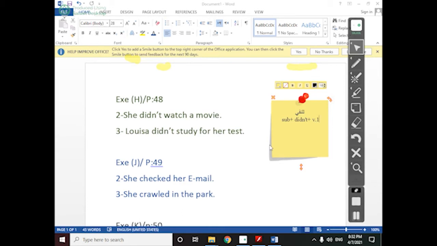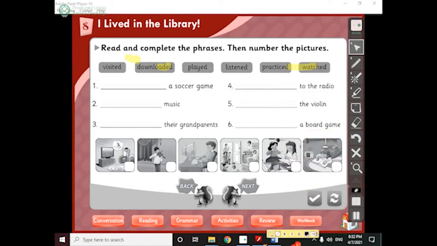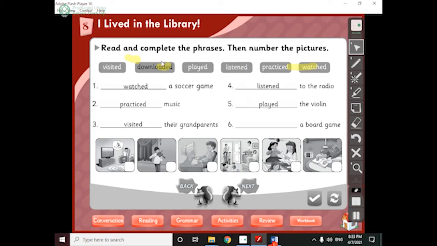Okay, let's continue our exercises. طيب، عندي هذا الاكسرسايز، عندي verbs too. I am going to fill the blanks. Okay. A soccer game. زي ما انتو شايفين he watched a soccer game. Number 2. Played or practiced music. Number 3. Their grandparents، أكيد visited their grandparents. Number 4. Listened to the radio and played the violin. Downloaded a board game. اوكي.